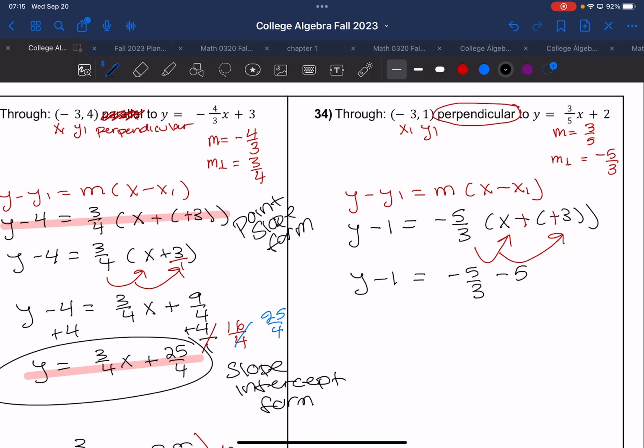Or think of it like this. -5 over 3 has a 3 in the denominator. So for multiplying by that same number in the denominator, they cancel out. So that's how we're just left with that -5 here. Oh, yes, thank you for getting the x here. And then our last step is to add the 1 to both sides, and we get y is equal to -5 thirds x minus 4.